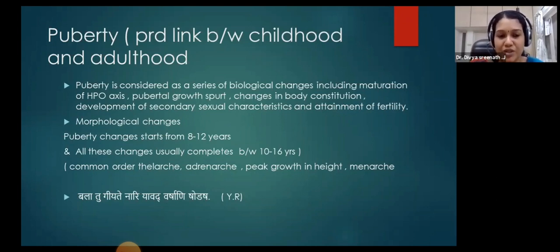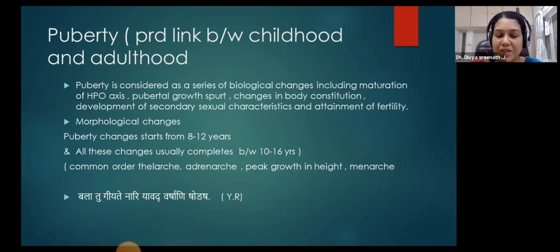There is this coordination and maturation during the puberty period, and many morphological changes happen in the body, like breast budding, development of pubic and axillary hair, and increase in growth. Many changes are taking place: development of secondary sexual characters and menarche. Even after menarche, there will be attainment of maturity of these reproductive structures.